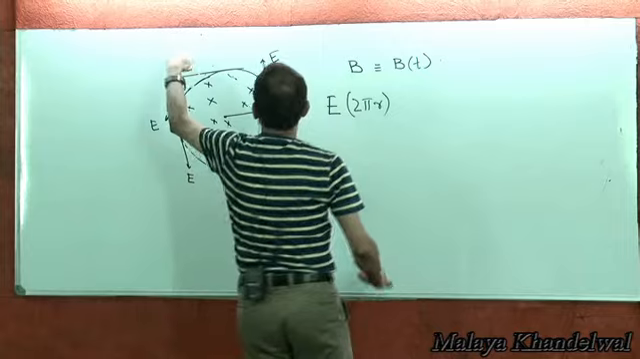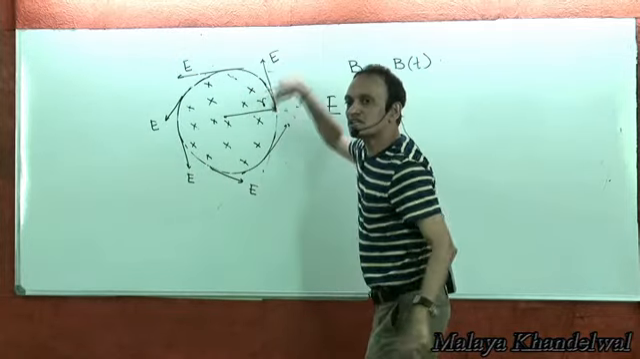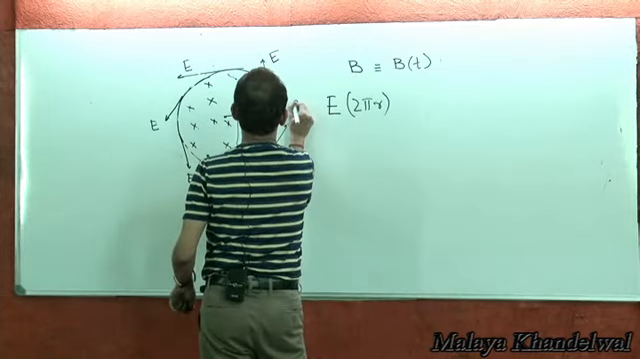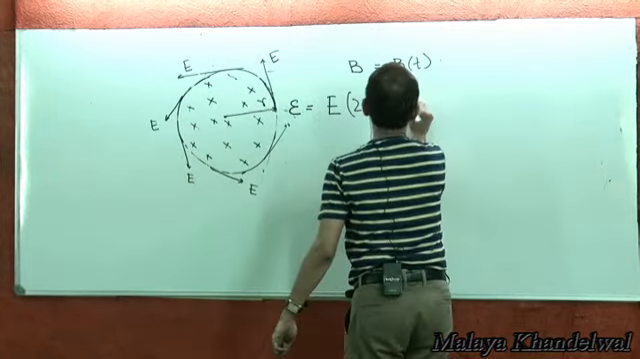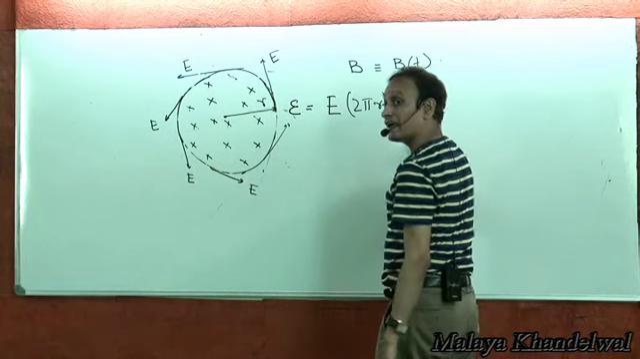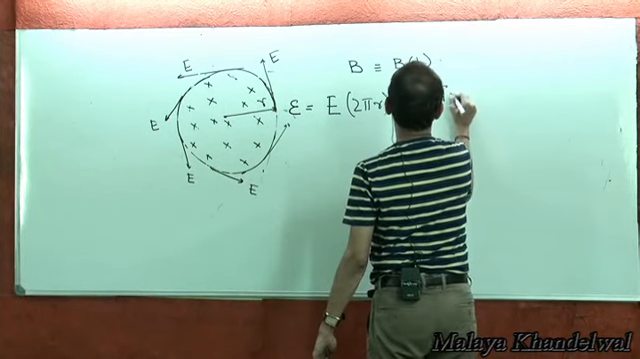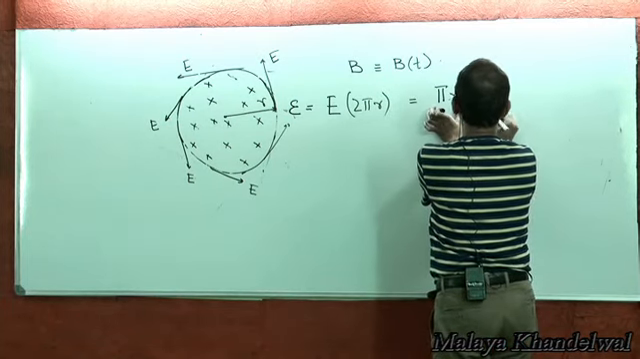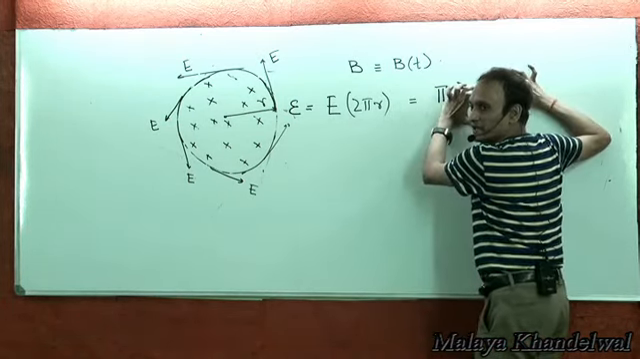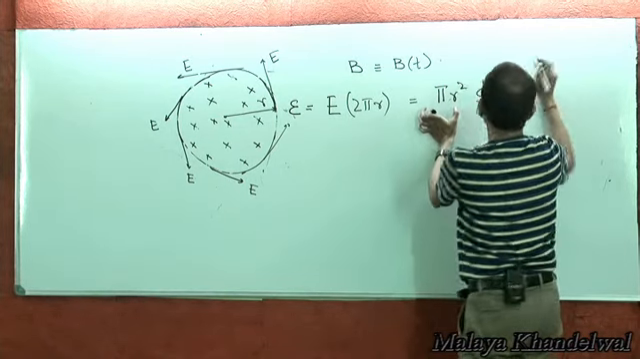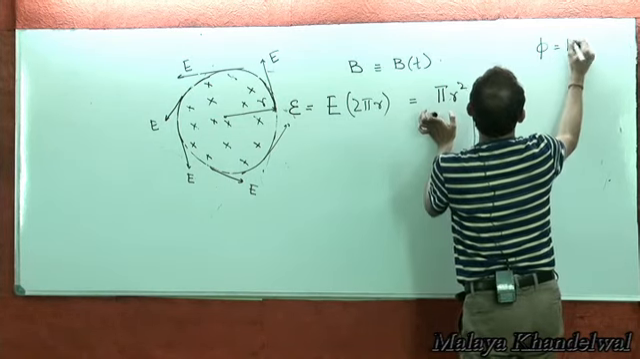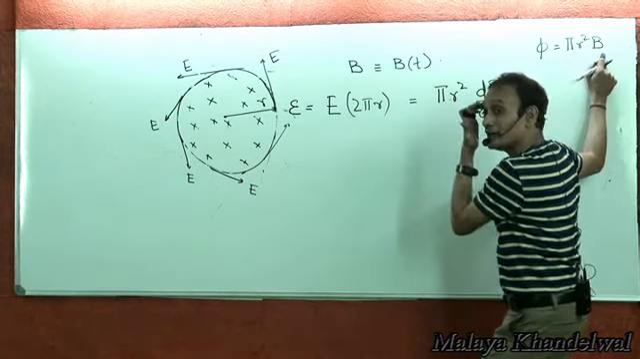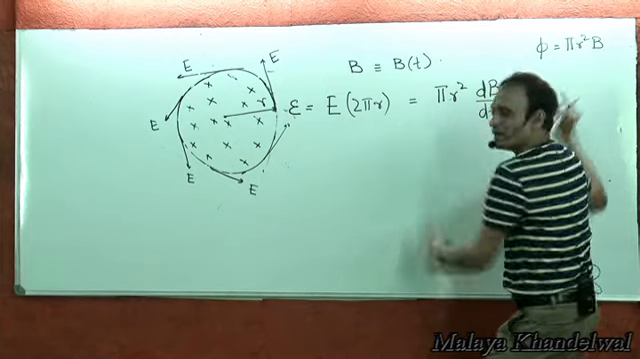So E dot dr, that's the EMF generated, right? That must be equal to the rate of change of flux with time. Area, which is pi r squared, into dB dt will give me the rate of change of flux. Flux is pi r squared into B. That's the flux. So d phi dt would be pi r squared into dB dt.